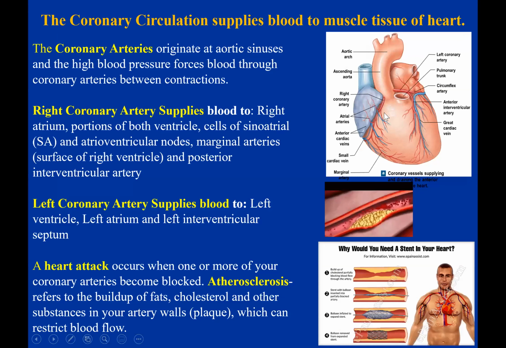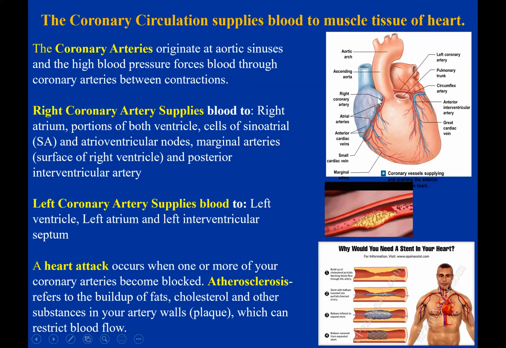Now coming to the blood supply of the heart itself. The heart is living tissue. We know that without blood and oxygen, tissue will die, and it's the same with the heart. So the coronary artery, you can see, originates from the aorta here, and it's very high blood pressure. The main artery here is the right coronary artery, which supplies blood to the right atrium, parts of the ventricles, the nodes, and marginal arteries. See, these are marginal arteries. In other words, there's a very rich supply of blood to the heart.